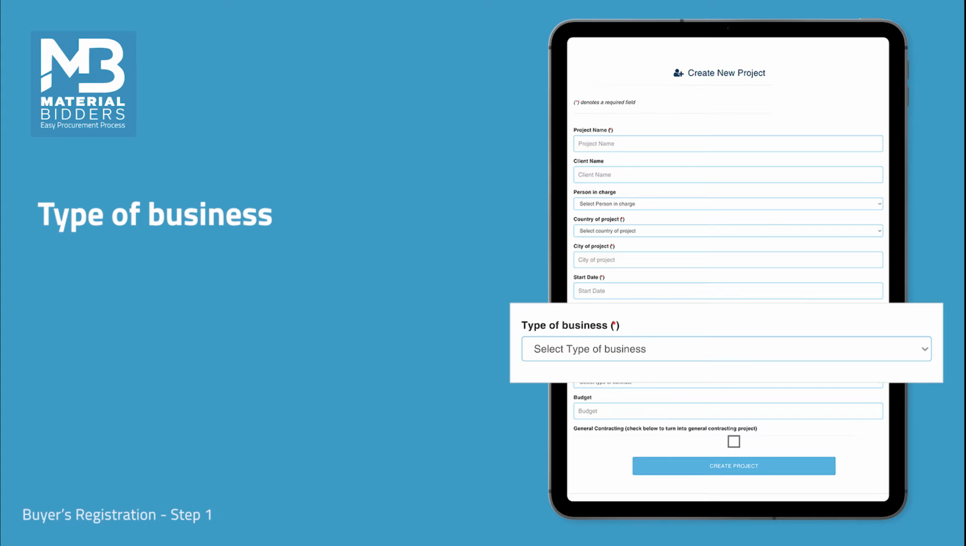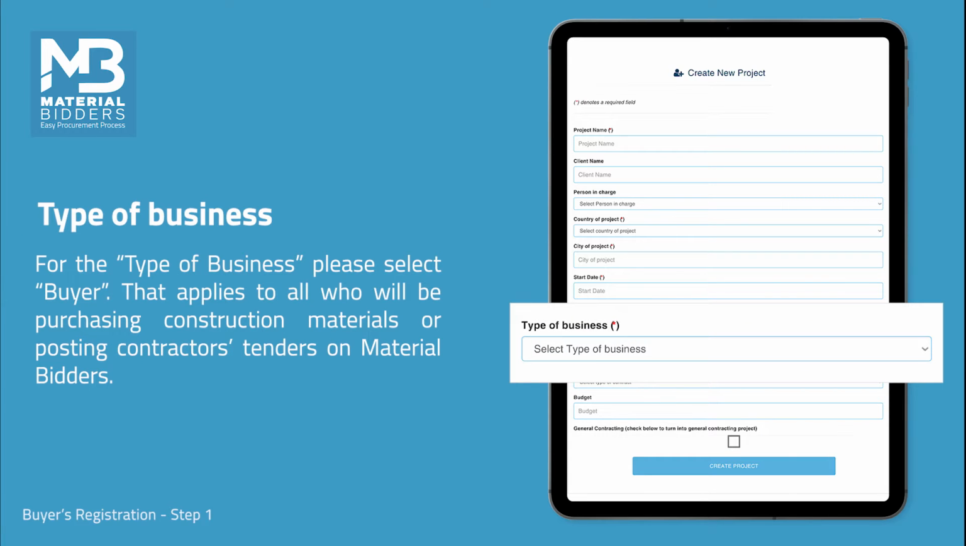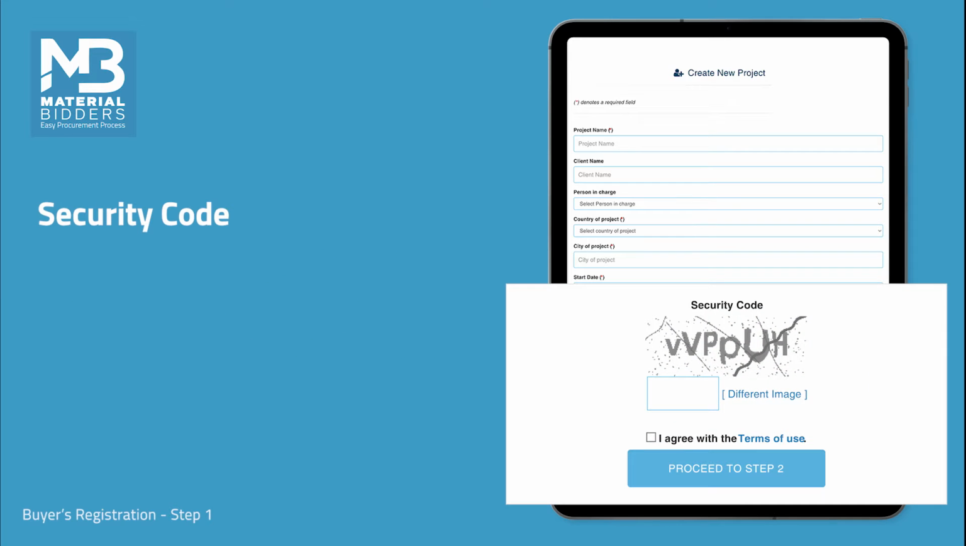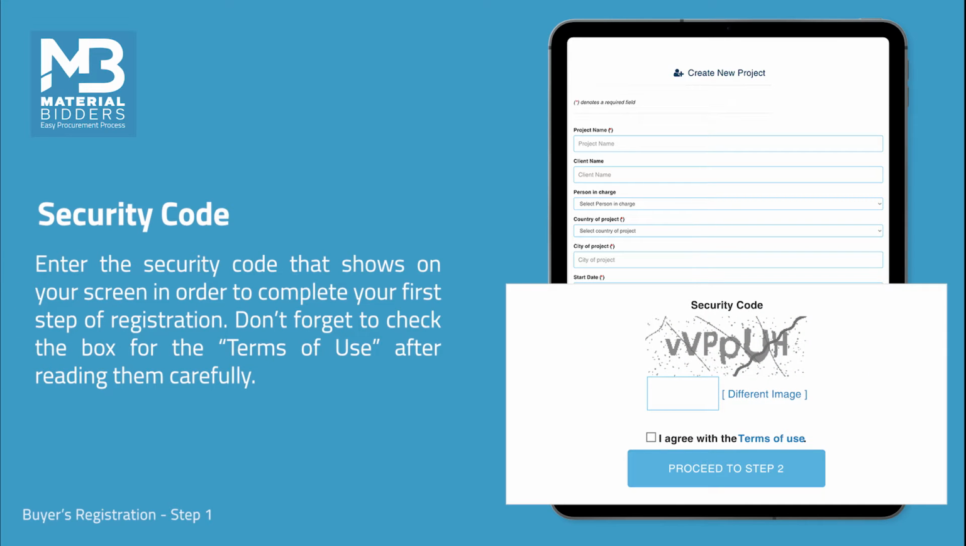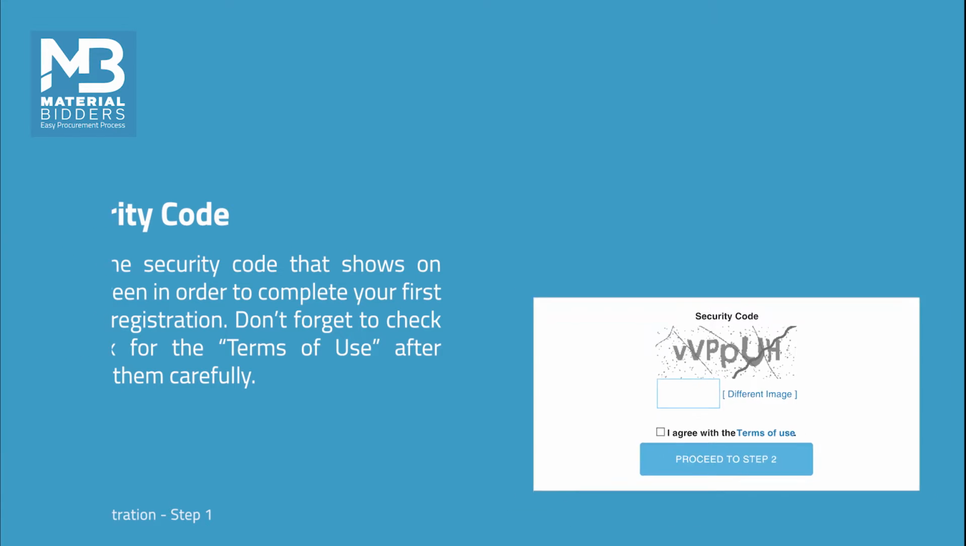Type of business. For the type of business, please select buyer. That applies to all who will be purchasing construction materials or posting contractors' tenders on Material Bidders. Security code. Enter the security code that shows on your screen in order to complete your first step of registration. Don't forget to check the box for the terms of use after reading them carefully.